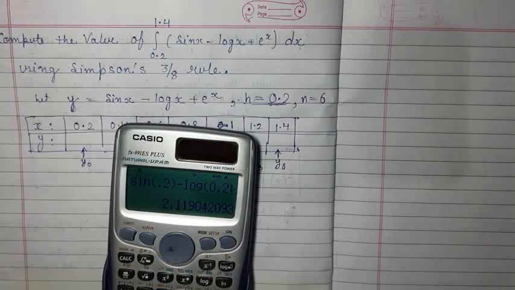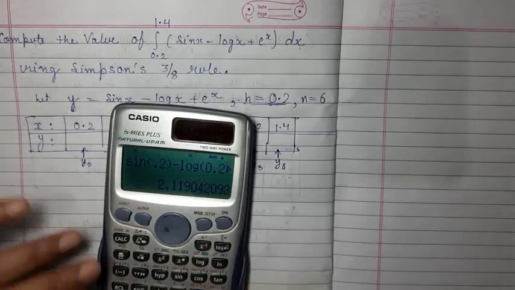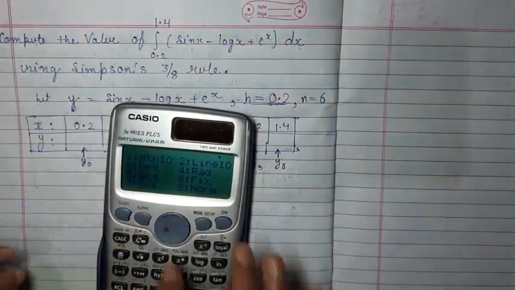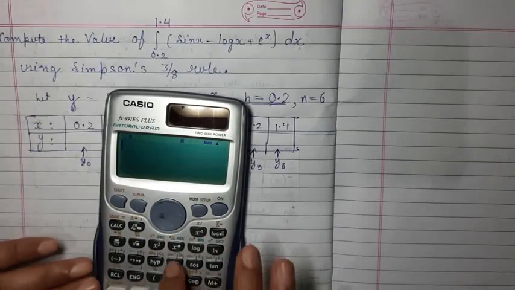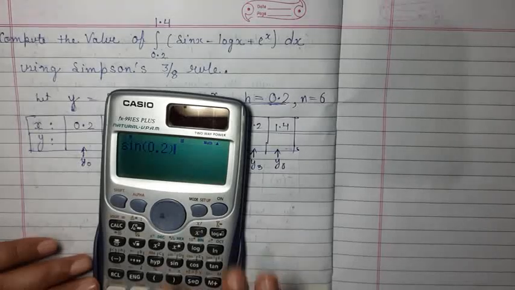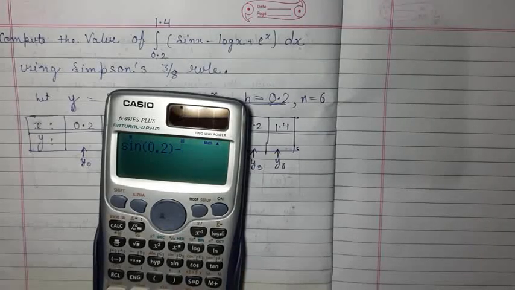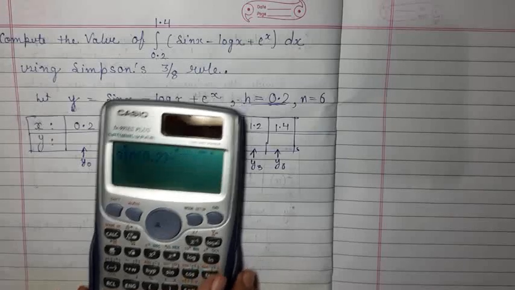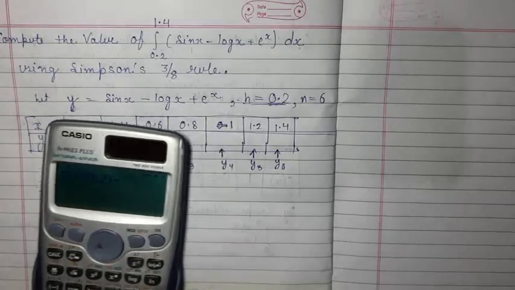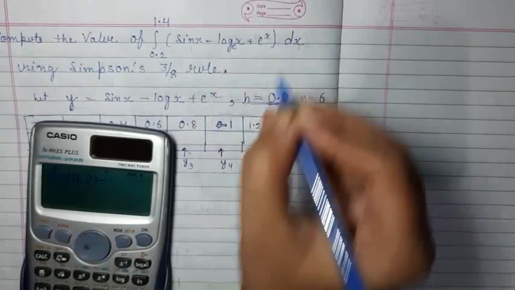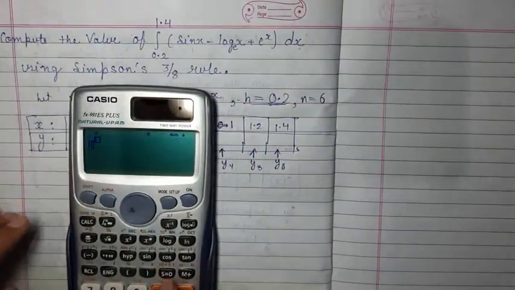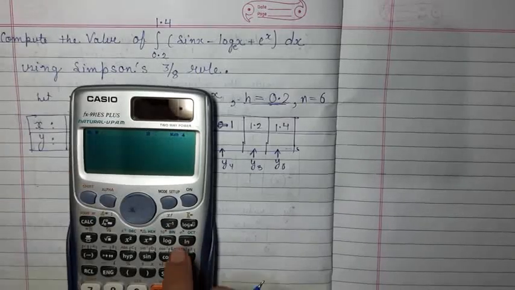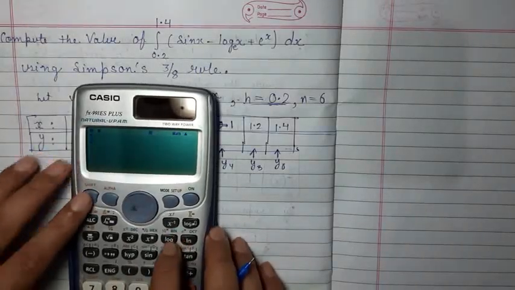Okay, now if we do this in degree, then what will be the value? Here it will be sine 0.2 minus log. Okay, in the question it is written log e, and I had missed one thing. It means it is a natural log, and whenever it's a natural log, we have to take ln. I have explained this earlier also.